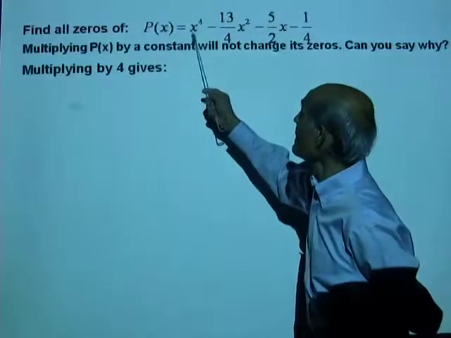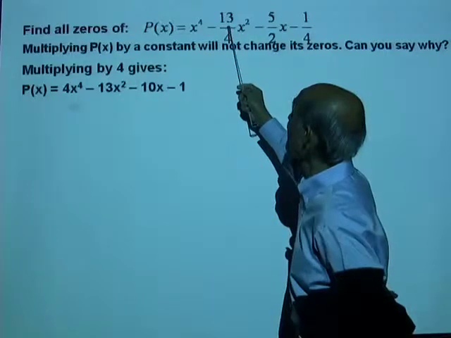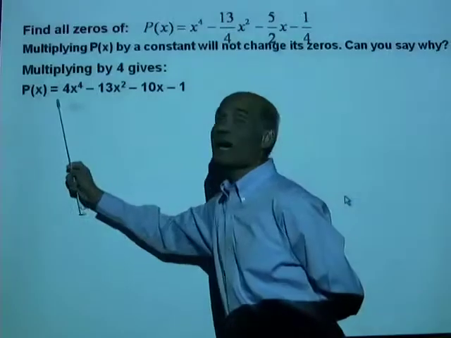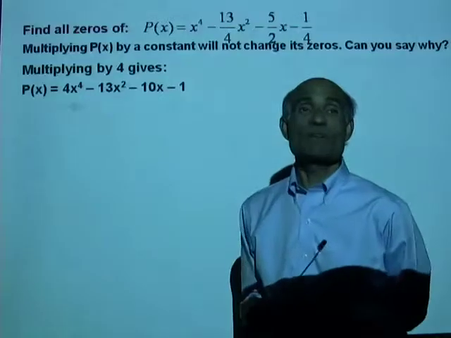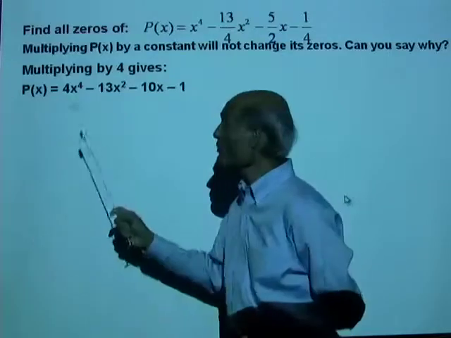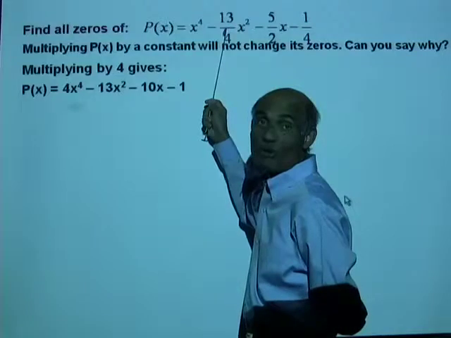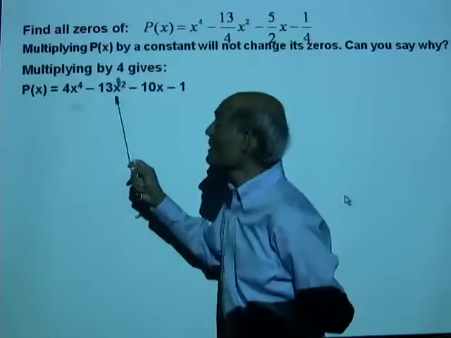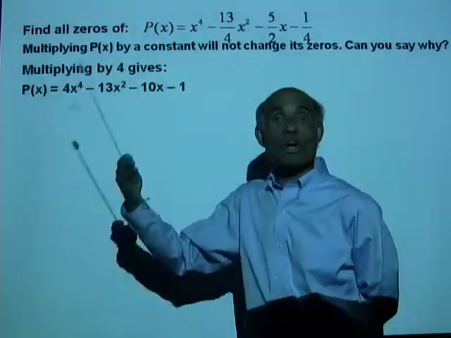Alright, multiply every term by 4. That gives you 4x to the power 4 minus 13x squared minus 10x minus 1. Now I want to emphasize once again, the value of this polynomial is not the same as the first polynomial, but the zeros of these two polynomials are the same, because we obtained this by simply multiplying the first polynomial by a constant number 4.